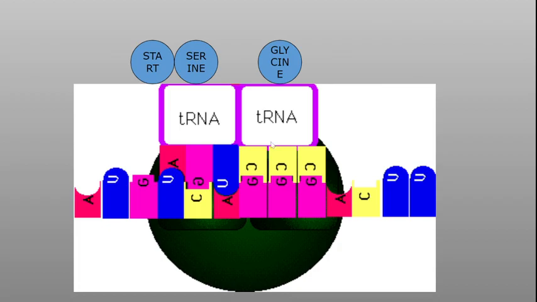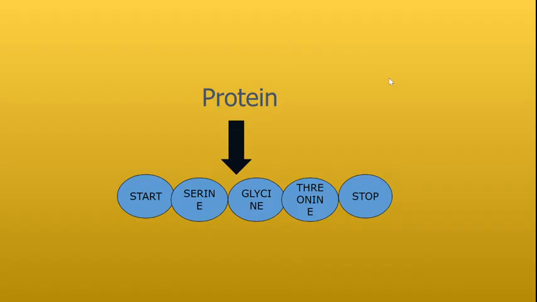So if you notice, we came to a point that we had to stop. And this is what your protein would look like. You'd have your start codon, you'd have the amino acids that built it up, and then your stop codon. And this is your protein.